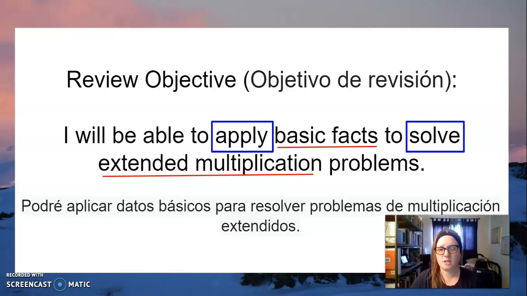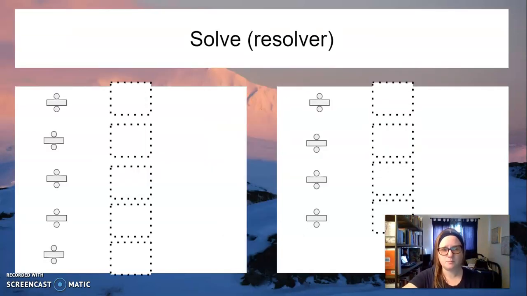Okay, so our objective for math is I will be able to apply basic facts to solve extended multiplication problems. So a basic fact are multiplication facts that you already know, like 2 times 3, 2 times 2, 2 times 5, 5 times 8, 4 times 8, things like that, that you're already really good at. And now we're going to do extended multiplication and division problems, actually.